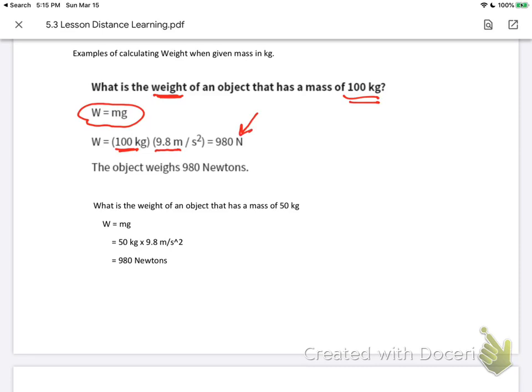Then there's a second example here. This time I halved the mass. So let's see what I'm getting here. I believe I have the wrong answer down there, so let me just check that. 50 times 9.8 is going to be half of that, so this should be 490. I'll change this on your sheet before you even see it, but 490 is the answer you should be seeing. Okay, let's go on to the next page.